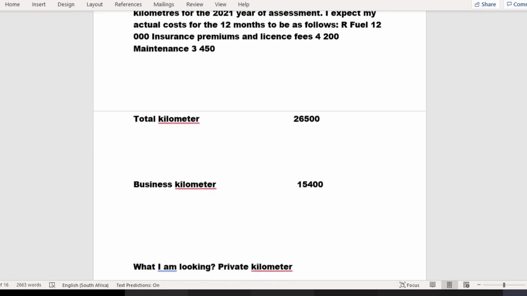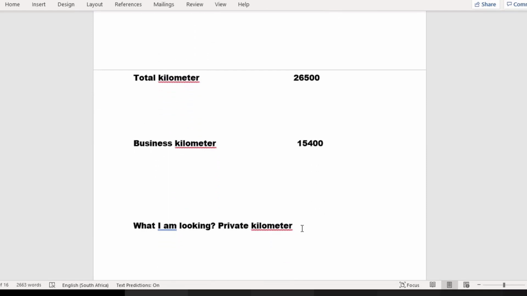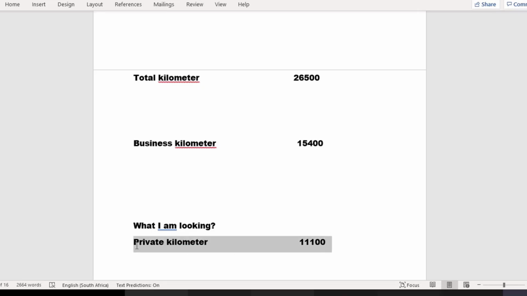So the difference will be how much? How much is 26,000 minus 15,000? It's 11,000. Is that 11,000 on the dot? 11,100. That's what you are looking for. You got it. And that's fine.